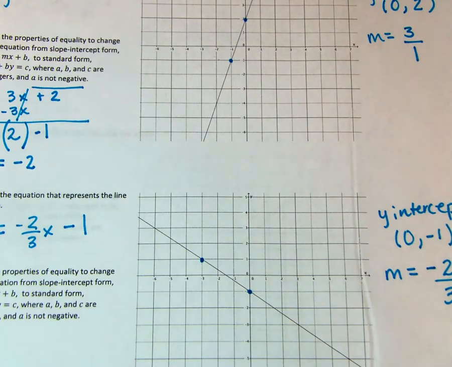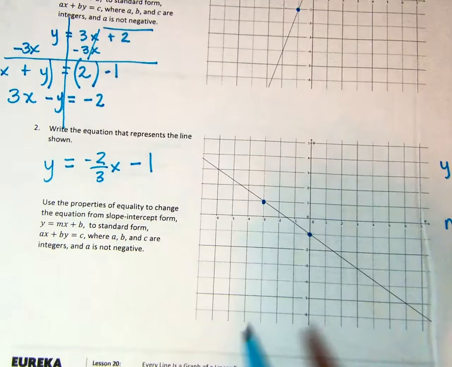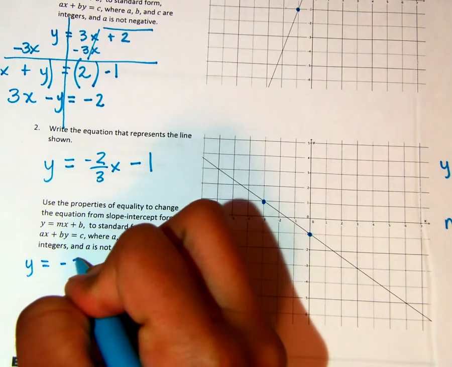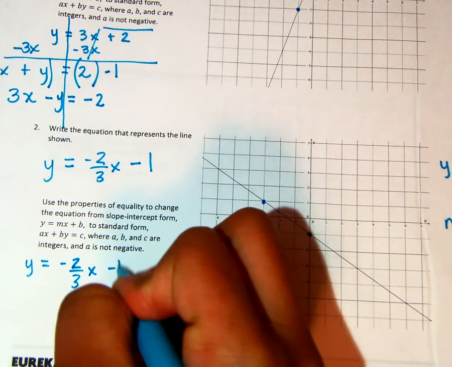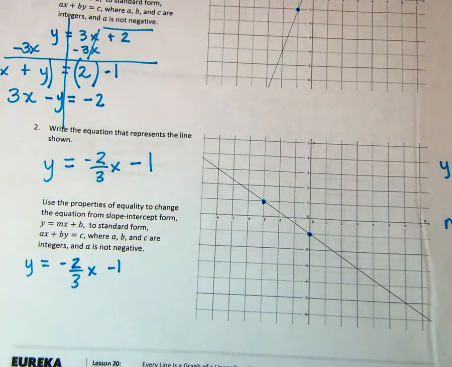Now let's use some properties of equality to change the equation from slope-intercept form back into standard form. Remember that last step is that a can't be negative. So I'm going to start by writing the equation down as given. So y equals negative 2/3 x minus 1. And the first thing we need to do is to get rid of this fraction. So if I have the fraction negative 2/3 x, I could multiply the fraction 2/3 by the whole number 3.